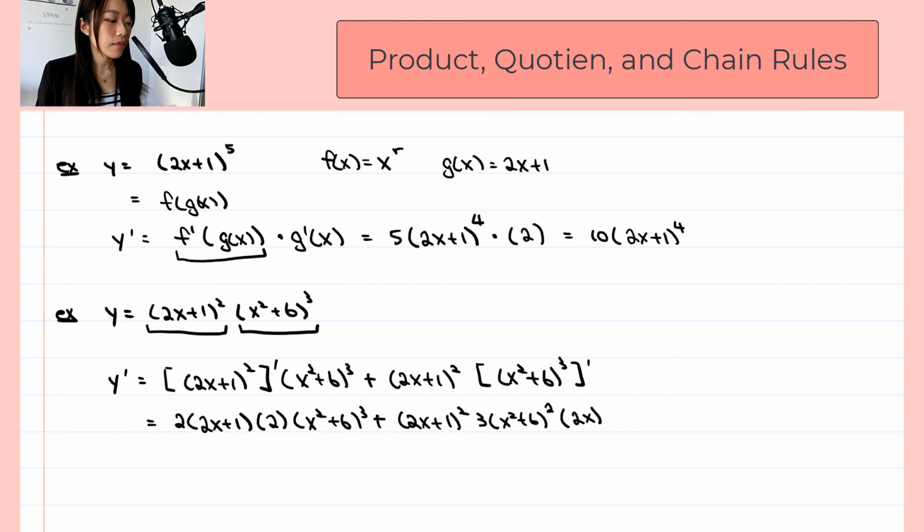So now let's simplify the answer. So y prime equals 4 times 2x plus 1 times x squared plus 6 cubed, then plus 6x times 2x plus 1 squared times x squared plus 6 squared.